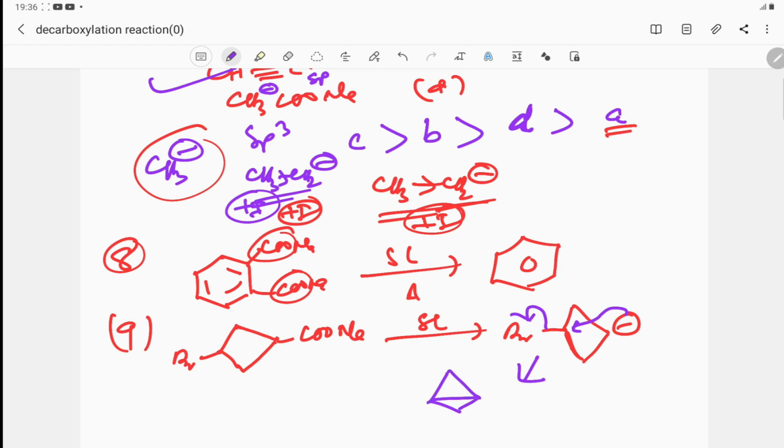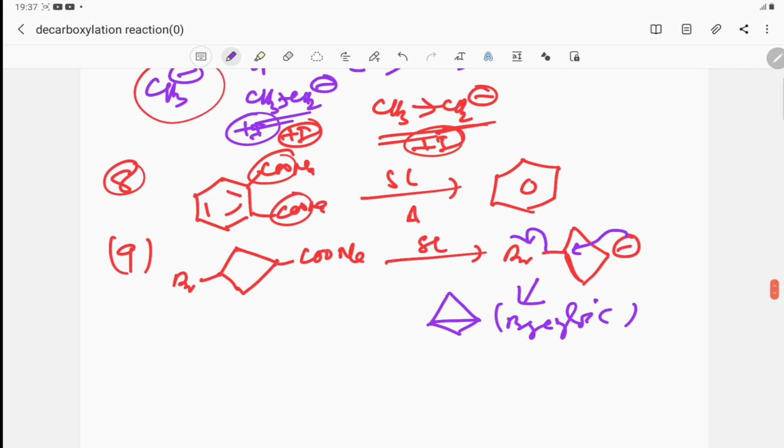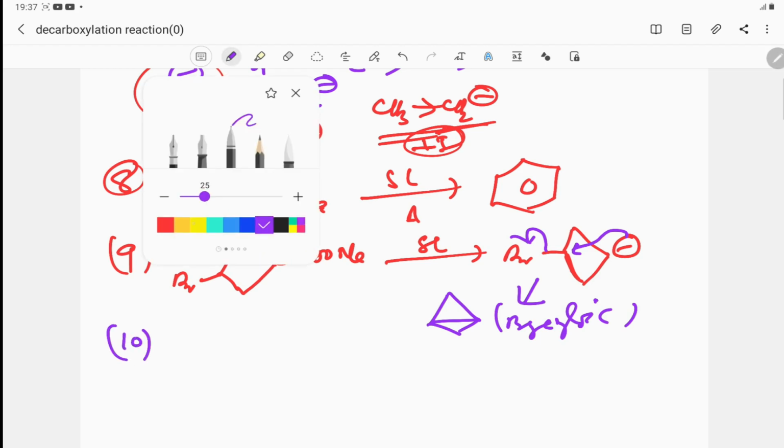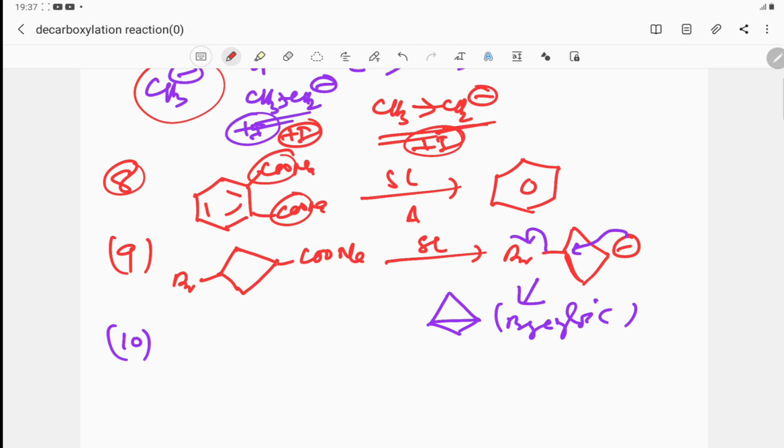This is your product. One bicyclic compound will form. The bicyclic compound will be formed in this way due to loss of Br minus and attacking of the negative charge towards the carbon having Br minus. Okay, so this is also one important product of the decarboxylation reaction. Similarly, if you take another example, this is also an important example for this case, of a similar type.